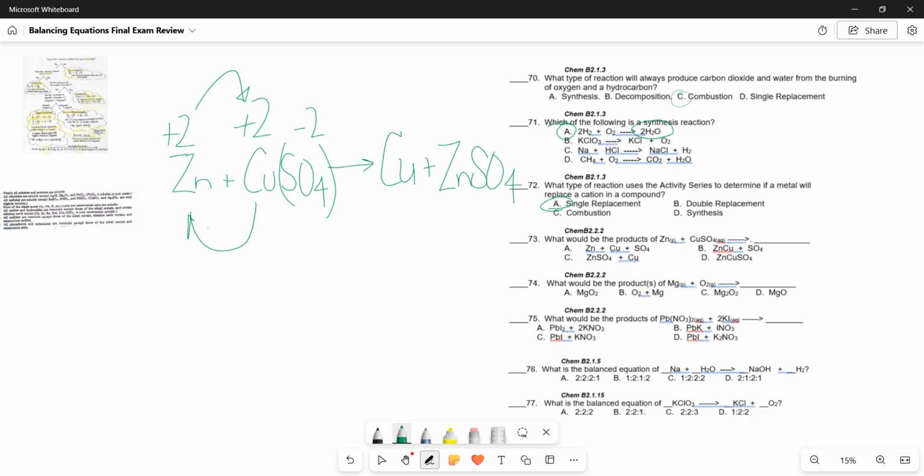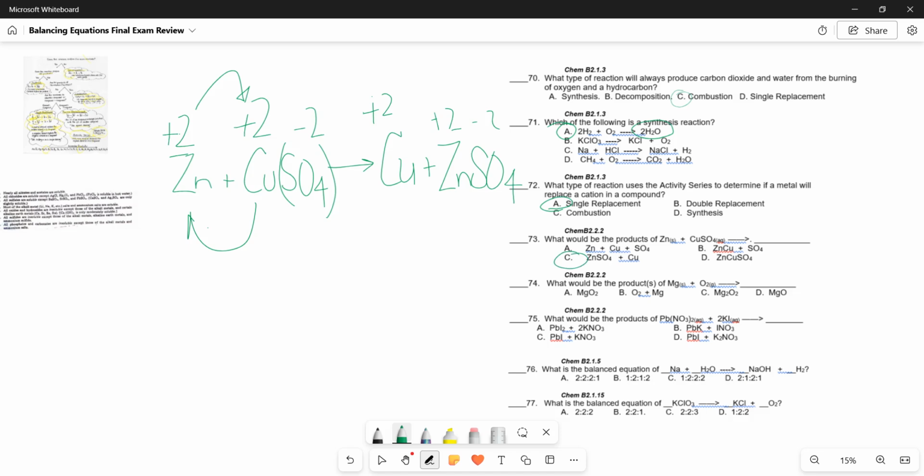And if I look at this, sulfate is still a -2, this one right there. And zinc is a +2, so it's a 1-to-1 relationship here, and copper is going to be by itself over here. And the equation is balanced as written. So the answer to this problem is going to be C.